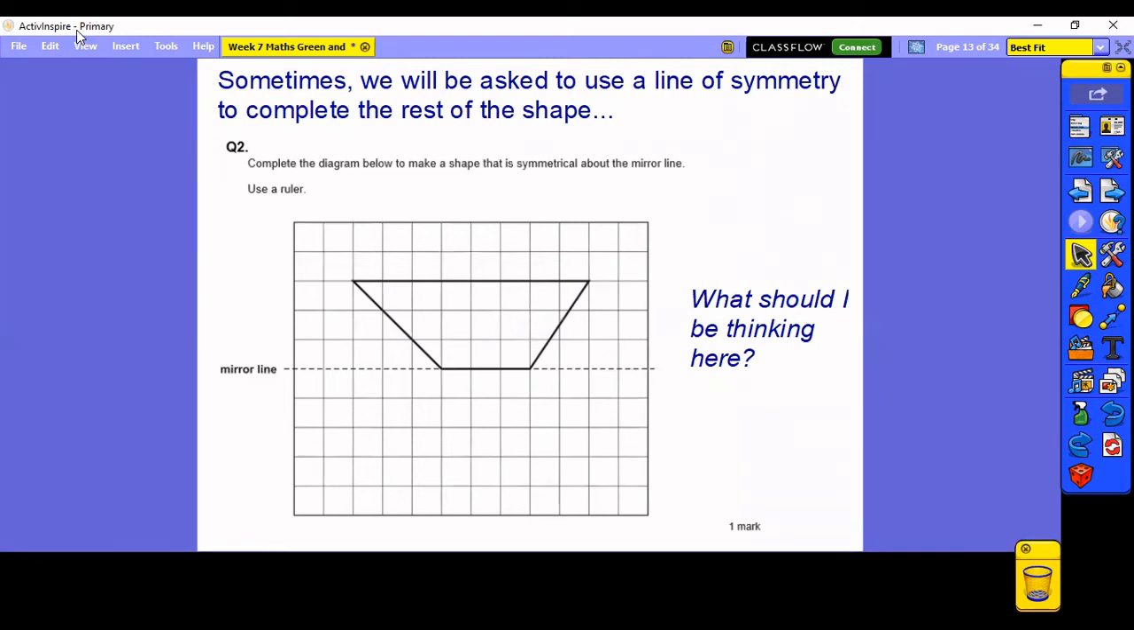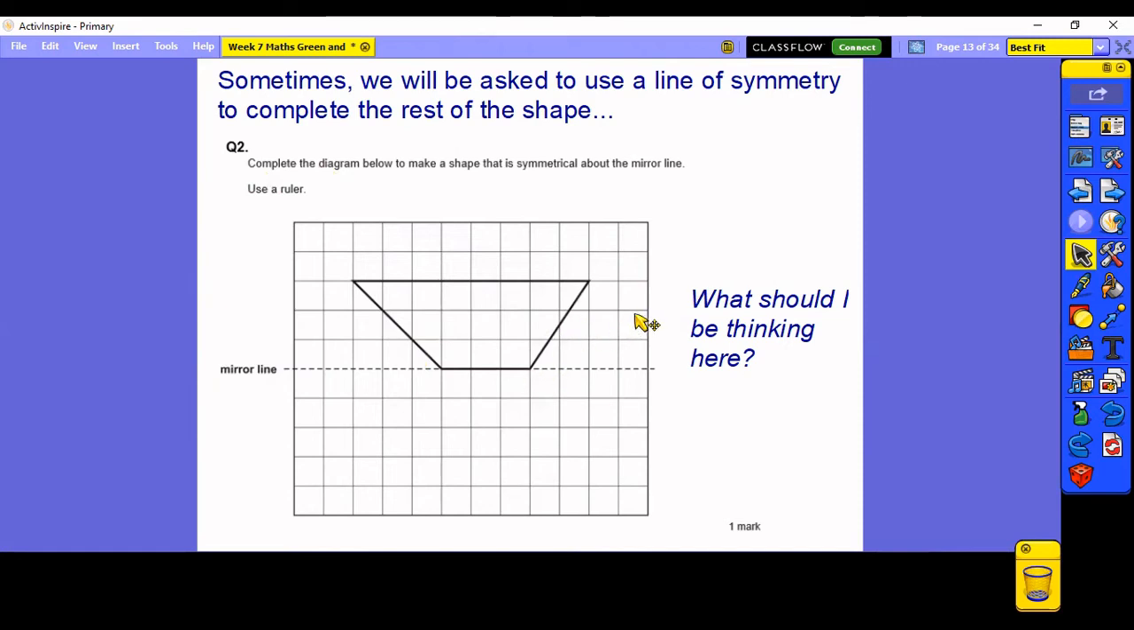So sometimes you are not asked to find a line of symmetry within a pattern or in a shape, but you're asked to complete the rest of the shape given where the line of symmetry is. And like I said earlier, this is sometimes referred to as the mirror line or the line of reflection. So with this, there are a couple of strategies, but you do need to definitely use a ruler.